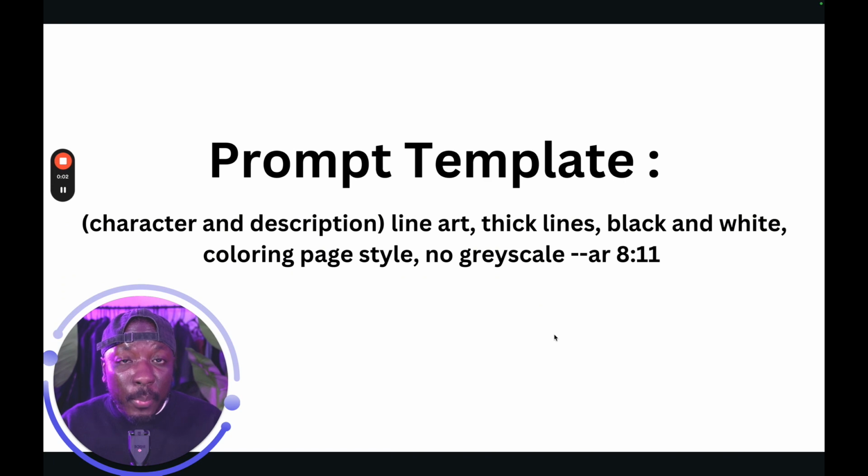Alright, dope. So the template we're going to use for the coloring book page is character and description, which is going to change every single time depending on what you are describing. We're going to put line art, comma, thick lines, comma, black and white, comma, color and page style, comma, no grayscale, even though we're definitely going to get some that we're going to have to edit out in Canva, and the aspect ratio, --ar 8:11, which is roughly the size of a coloring book page. So let's dive right into Midjourney with these prompts right here.